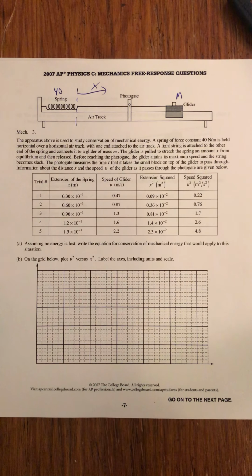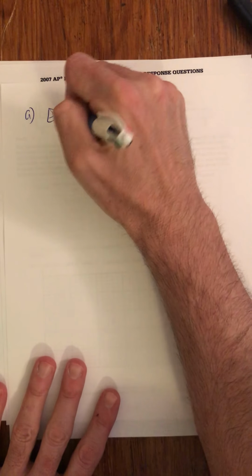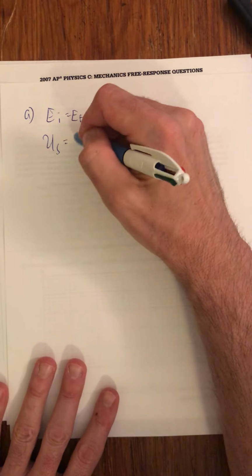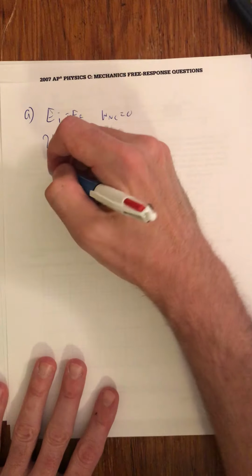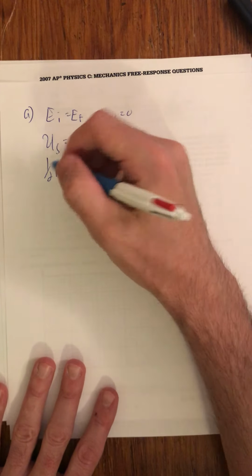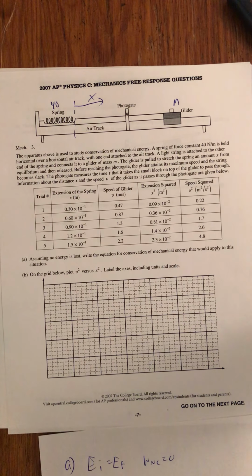The photo gate measures the time t that it takes the small block on top of the glider to pass through, and that allows them to find v. Assuming no energy is lost, write the equation for conservation of mechanical energy. All right, A: energy initial is equal to energy final. Work non-conservative is equal to 0. It goes from spring potential energy into translational kinetic energy. 1/2 kx squared is equal to 1/2 mv squared. Just write the equation. It doesn't say do anything with it.